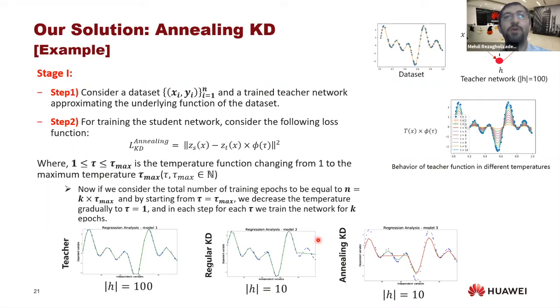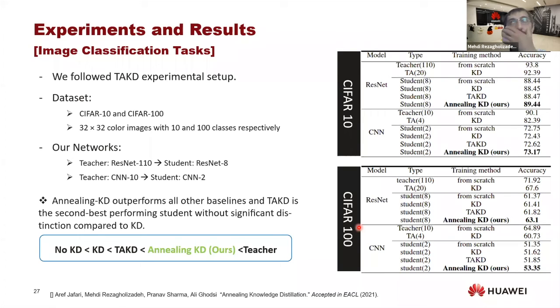And you can compare the performance of regular KD with annealing KD. Regular KD is not able to capture this part of the model, but our annealing is able to completely fit the curvature of your function. So that's one simple example to explain how this annealing works.